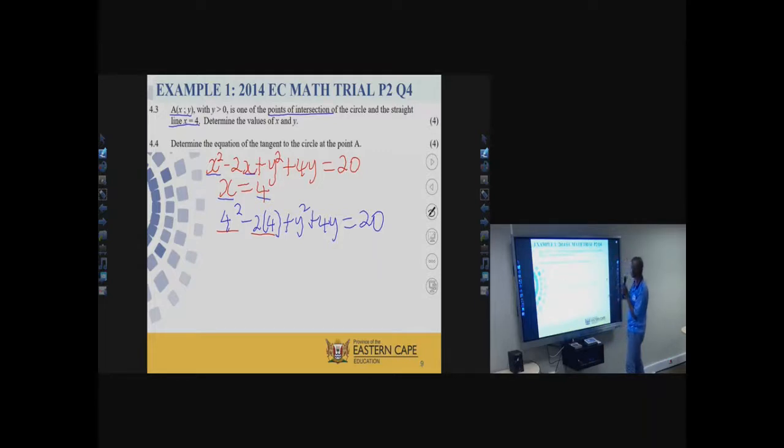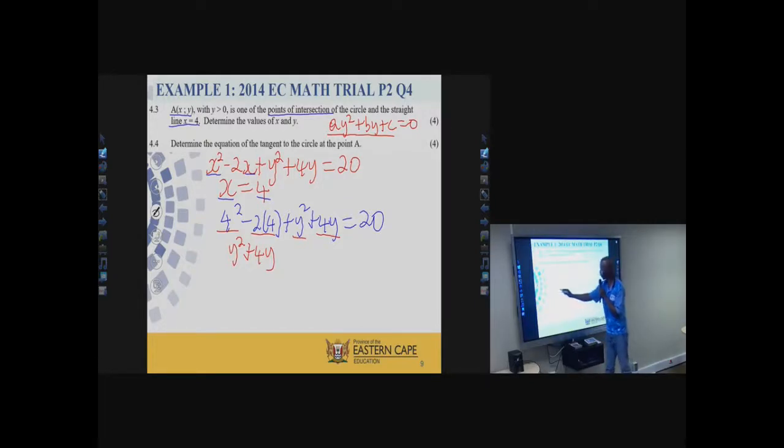So you must add the like terms. But remember now, if you look at this closely, you'll have y squared plus 4y, which looks like ay squared plus by plus c is equal to 0. This now is obviously a quadratic equation. So it's leading you to a quadratic equation, which is y squared plus 4y. Then what is 4 squared? 4 squared is 16. And 2 times 4 is 8.